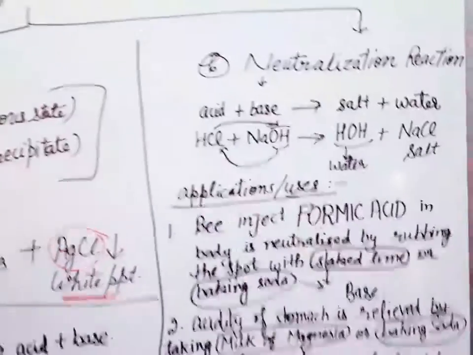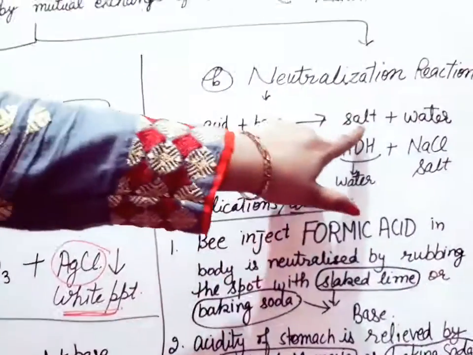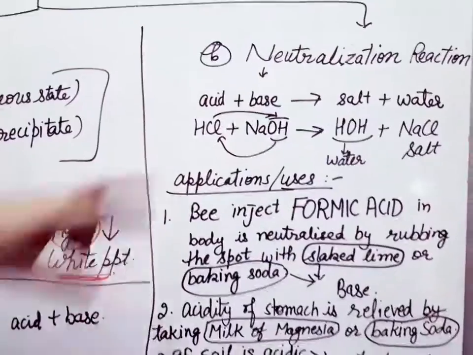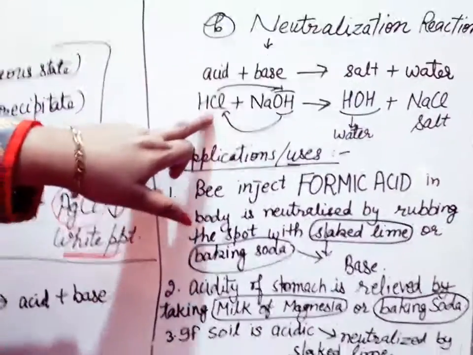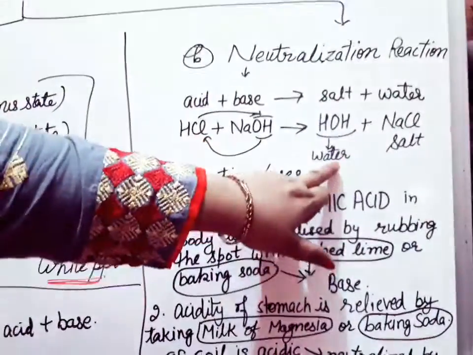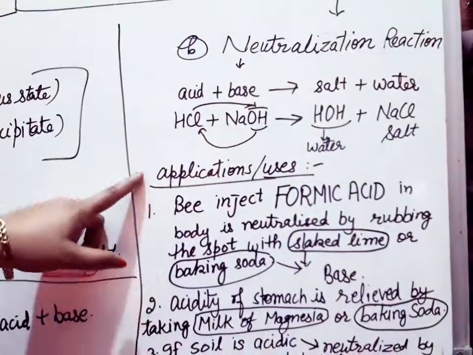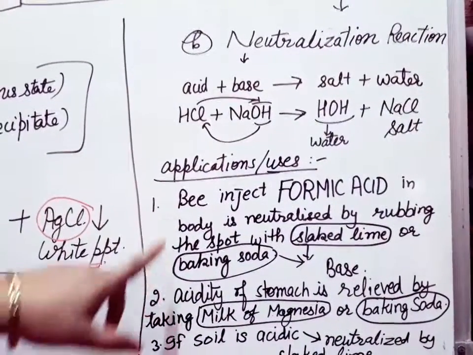Now the second type is neutralization reaction. In the neutralization reaction, acid and base react to form salt and water. Salt and water. As you see, HCl and NaOH react to form water and NaCl. This is the salt.